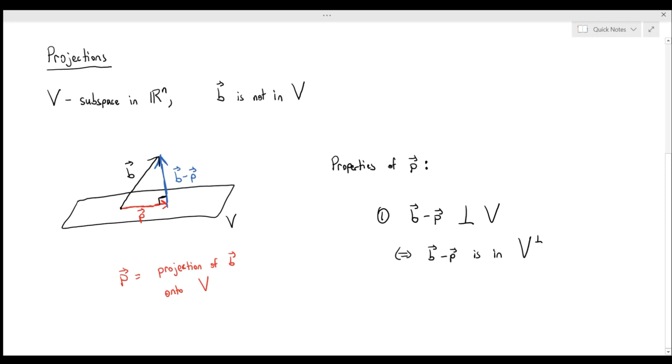Okay, so that's one observation. Another important fact about the projection vector that I've drawn here is that among all of the vectors which lie within V, the projection vector is the one that is closest to the vector B, okay? So among all vectors in the subspace V, the projection vector P is the one that is closest to the vector B, okay?